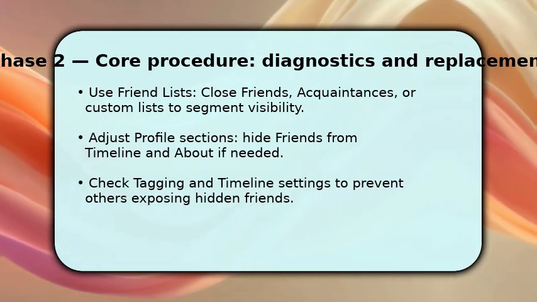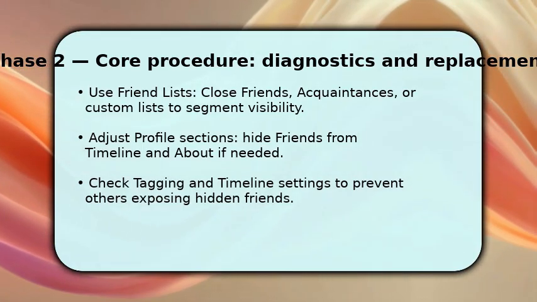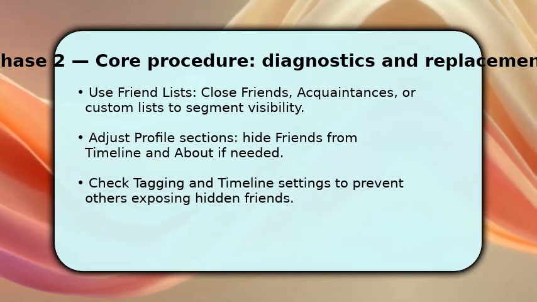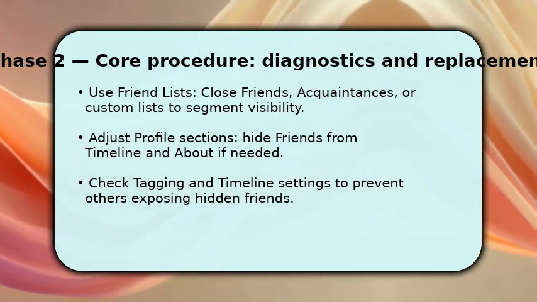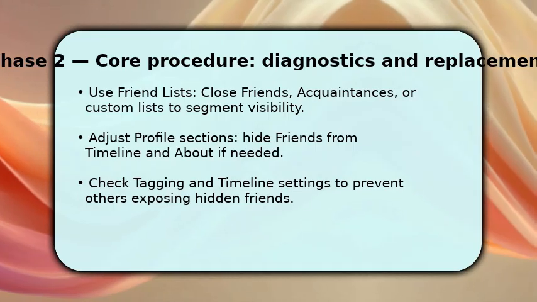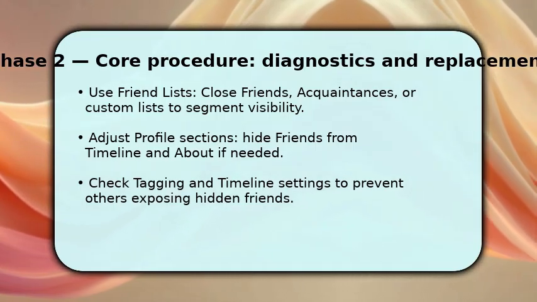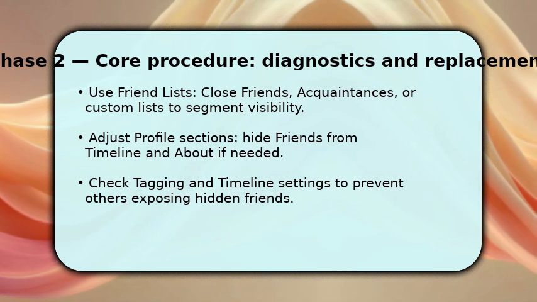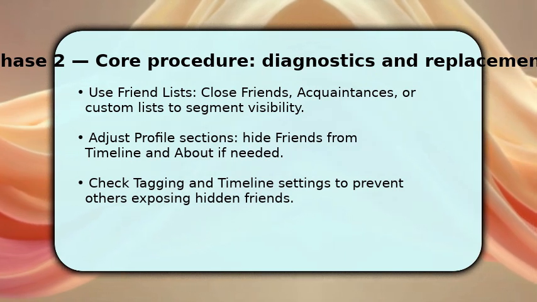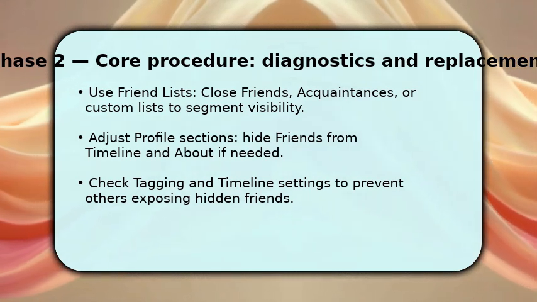Also, check tagging and review settings so others can't tag or display connections you hid. These mid-level controls stop accidental exposure and let you manage visibility with precision, so changes work consistently across posts and profile views. Now finalize and test.